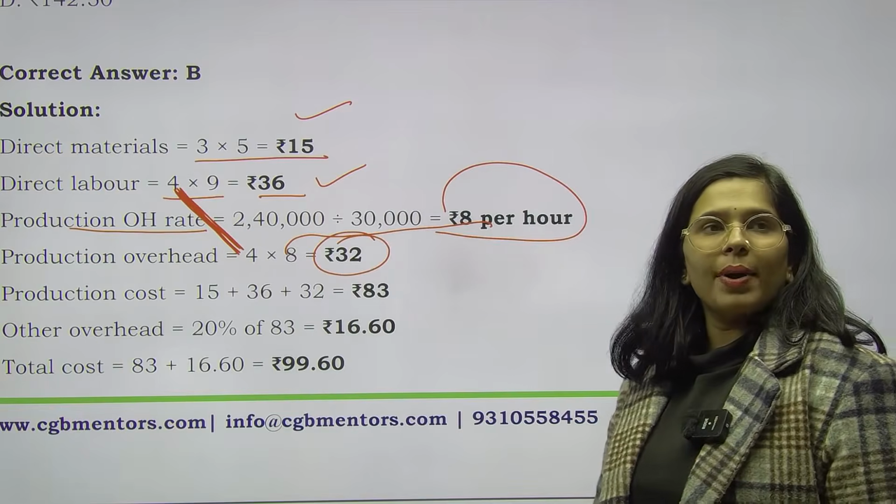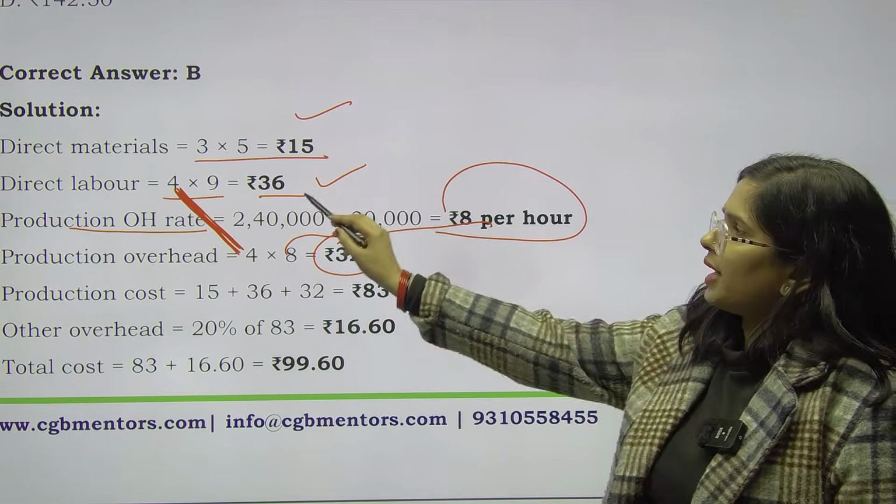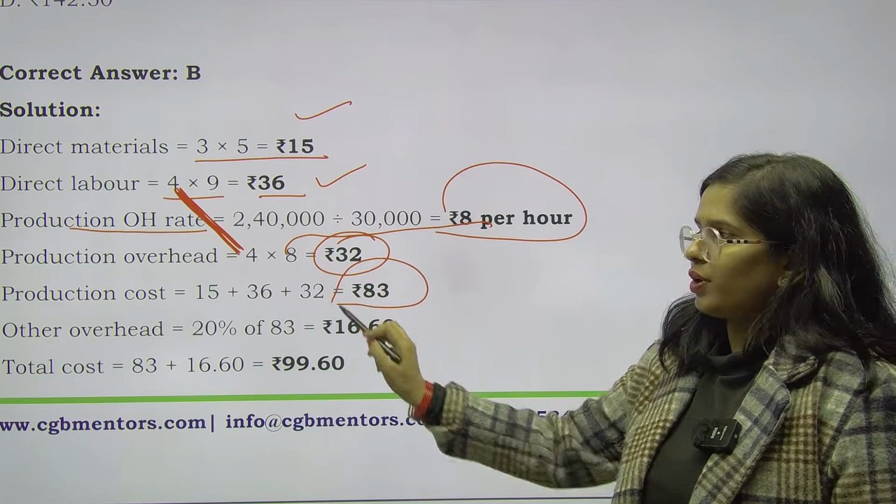Let's see what my production cost is. So direct material, direct labor plus production overheads. This is my production cost.